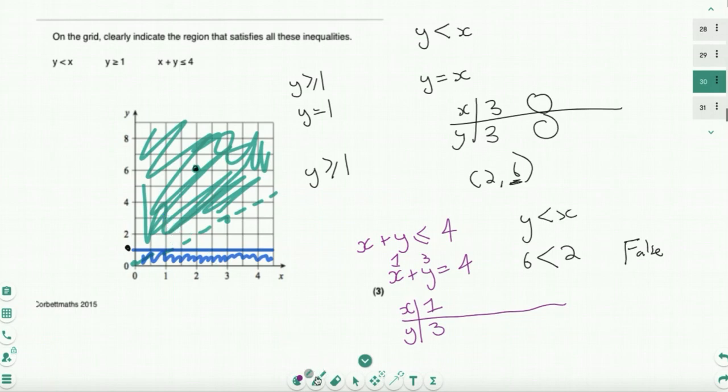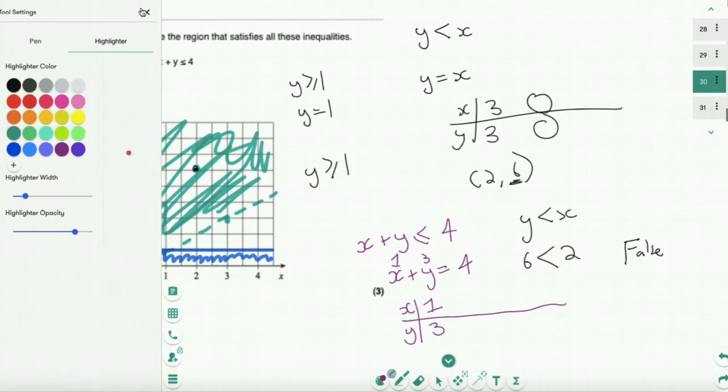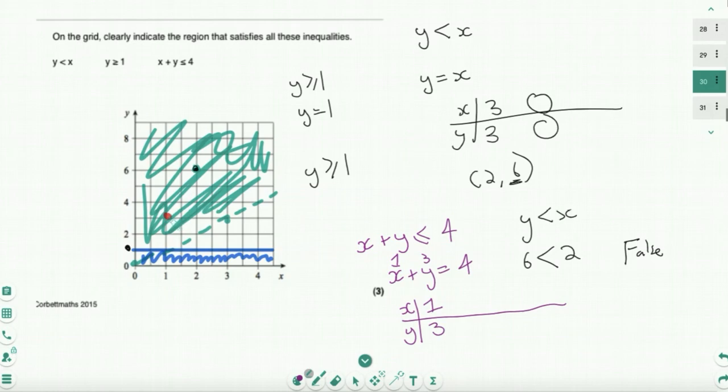Oh, let's change color. And then we need a second coordinate. Let's say x is 2. So if x is 2, y must be 2 as well, because 2 plus 2 equals 4. So 2, 2. Where's that? 2, 2's here. Now, our line is going to be solid because there's an equals to sign, okay? Since we have 2 coordinates, we can just connect the coordinates. So boom, something like that.